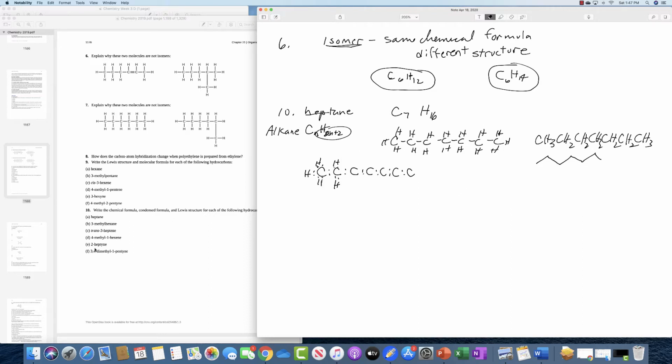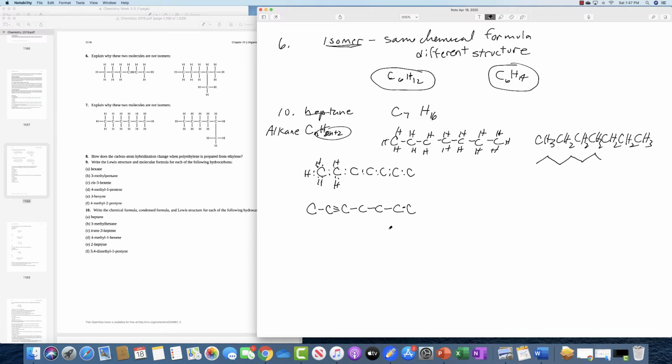Now just for the heck of it, let's look at heptyne. Y-N-E tells you there's a triple bond. The 2 here tells you the triple bond is between the second and the third carbon. So you have C, single bond, C, triple bond, C, single bond C, single bond C, single bond C. 1, 2, 3, 4, 5, 6, 7.